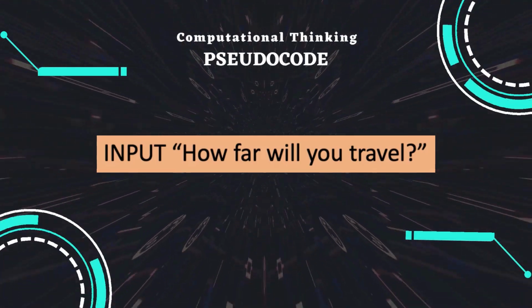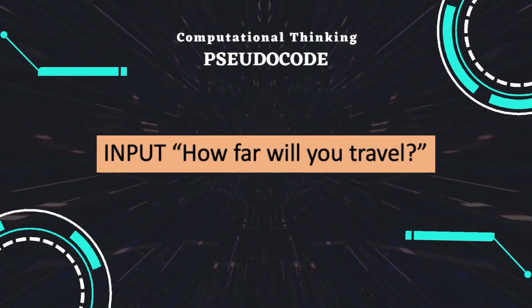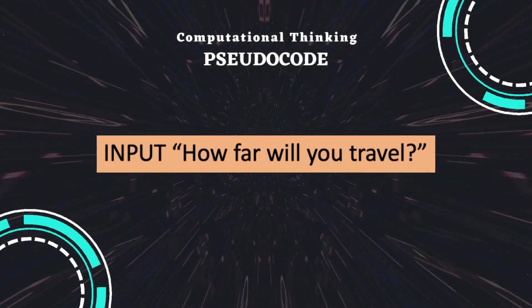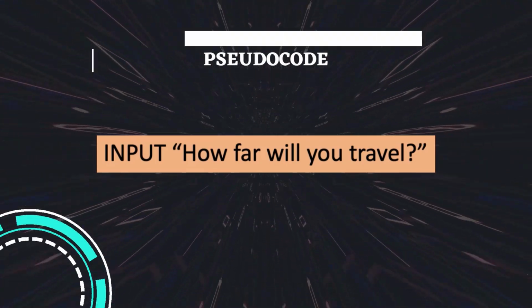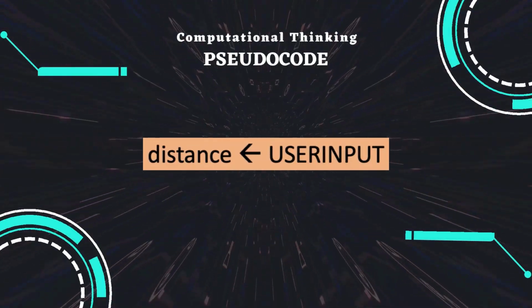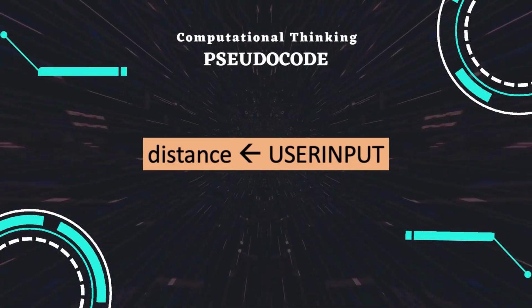The system should begin by asking the user how far they would like to travel. The command word is written in capitals, in this case, INPUT, and then the question to be asked follows. The user input is then stored in a variable. In this case, the variable is called distance.